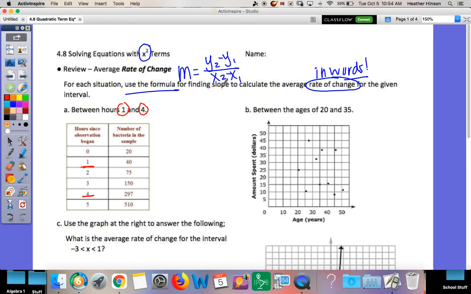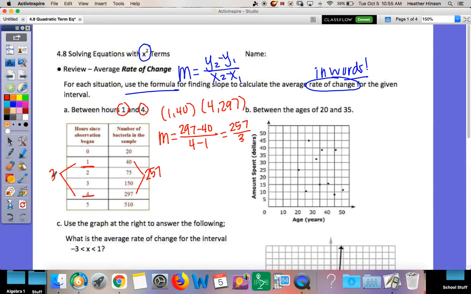So we can use our slope formula to plug those in. So 1 is 40, 4 is 297. And when we plug those in, we get 297 minus 40 over 4 minus 1, which gives us 257 over 3. When you have a table, though, you could also subtract backward. 297 minus 40 is 257, and 4 minus 1 is 3. So it'll give you the same thing.